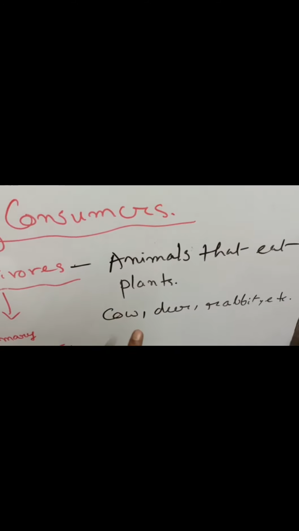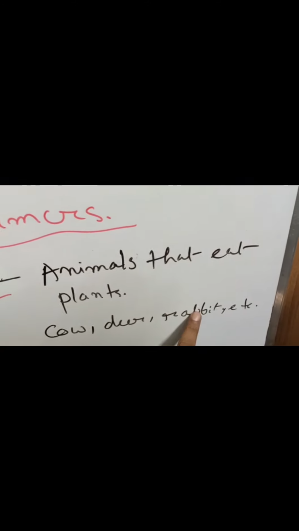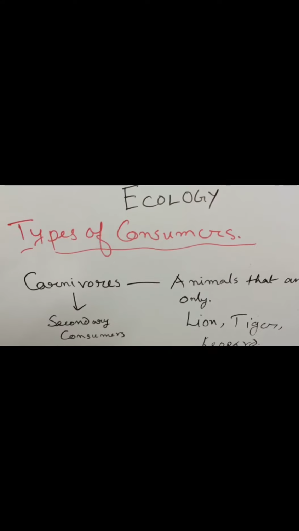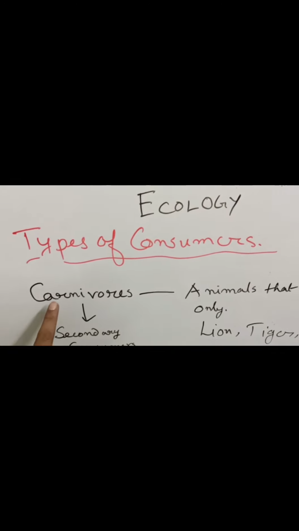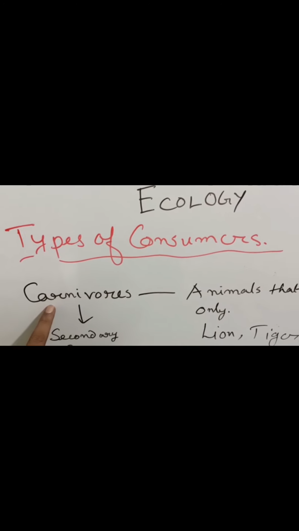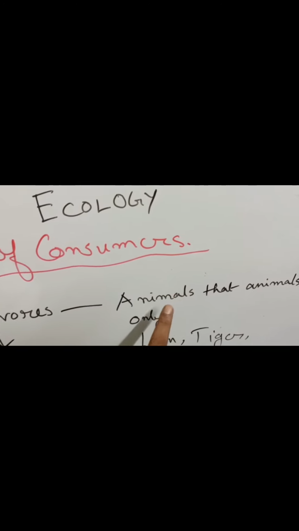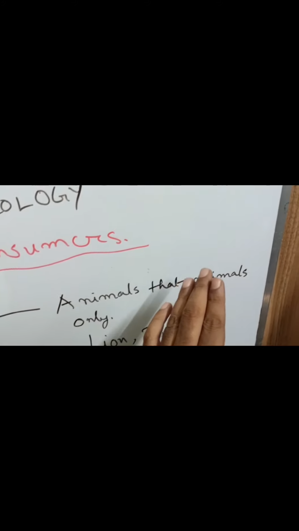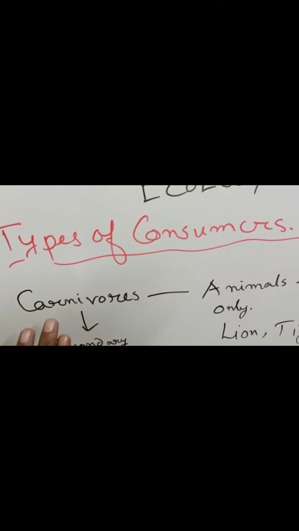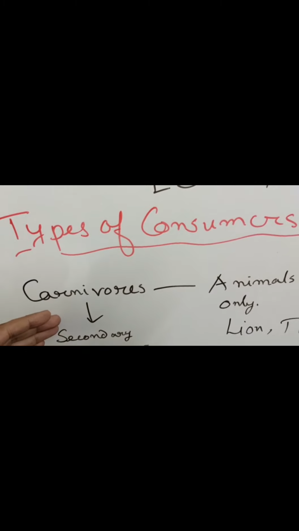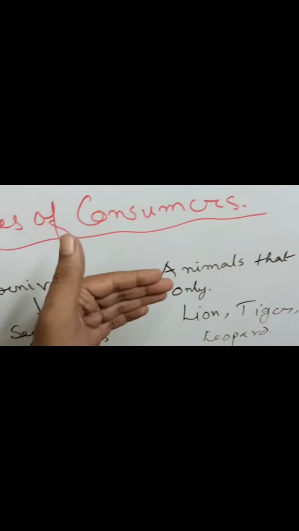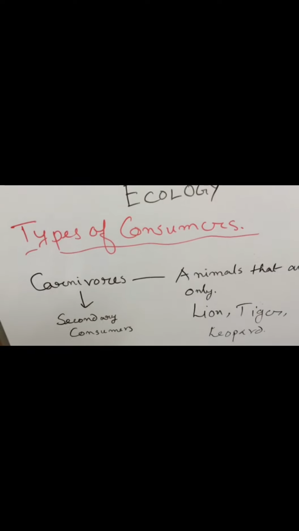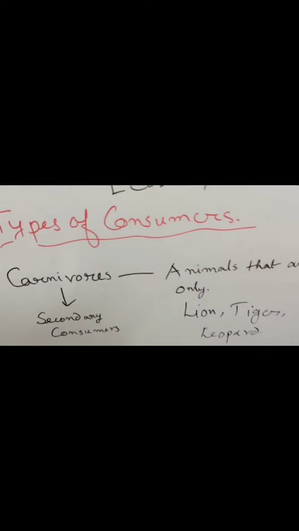Some examples are cow, deer, rabbit, etc. Now we will discuss the carnivores. Animals that eat animals only, animals that feed on other animals, are called carnivores. They are also known as secondary consumers. Examples of carnivores are lion, tiger, leopard, etc. So this is all about the carnivores.